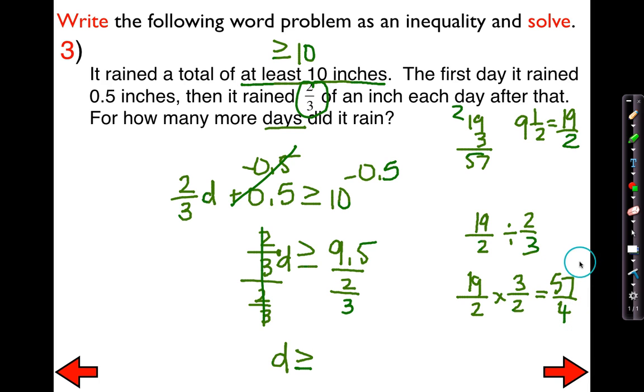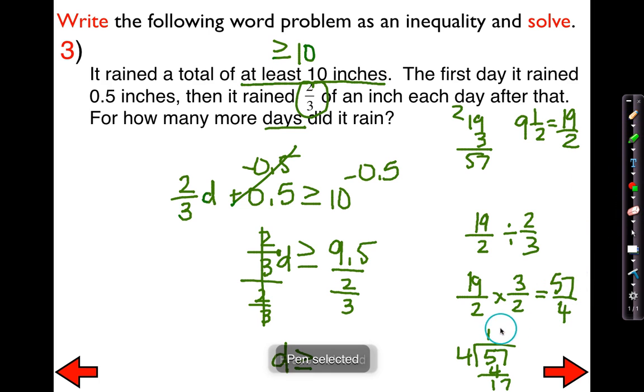We can't say it's this many days. So let's go ahead and divide that. It's going to go in once. And that's going to go in twice with a remainder of 3. Sorry, not twice. Did my arithmetic wrong there. It's going to go in 4 times, which is going to be 16 with a remainder of 1. So it's going to be 14 and 1/4.